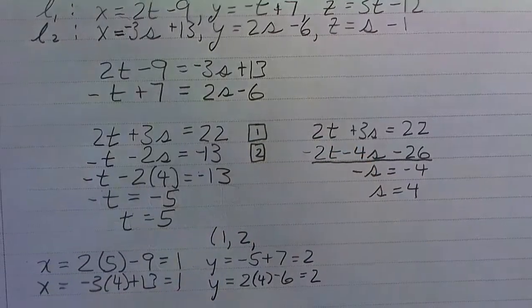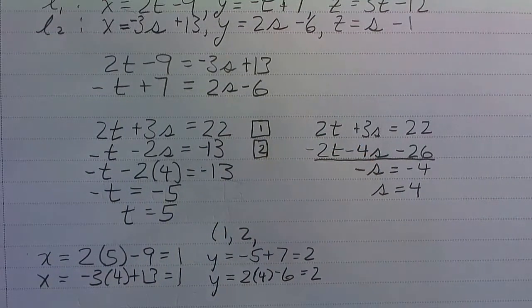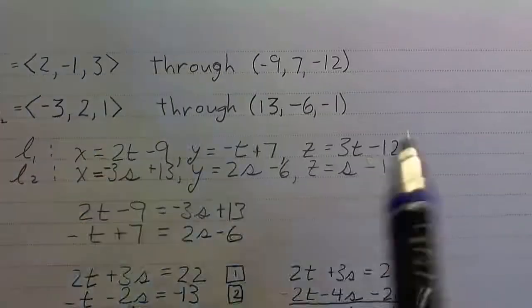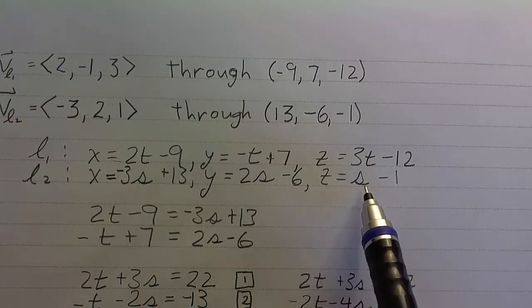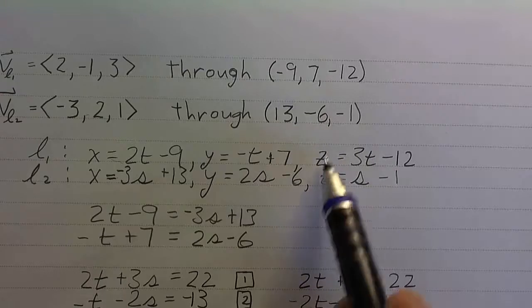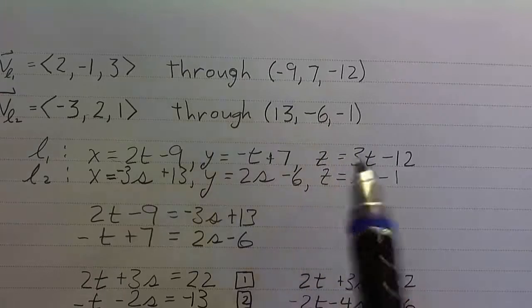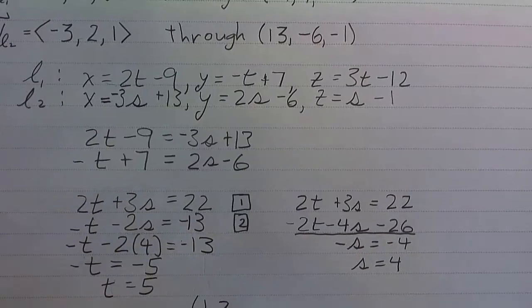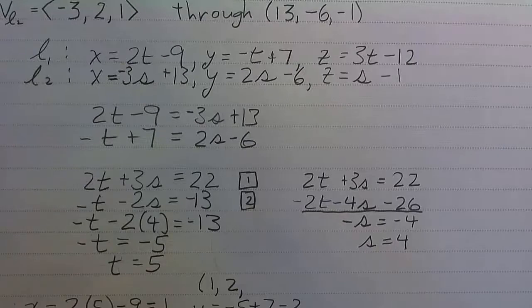Now, going through this process, I don't know for sure that the z's are going to match up. They've got to match up, though, if this is indeed a point of intersection. In other words, if there's a point of intersection, when I put in the 5 for t and the 4 for s, I should get the same z. And whatever that z is, it's going to be the third coordinate, and then we'll have our point of intersection.